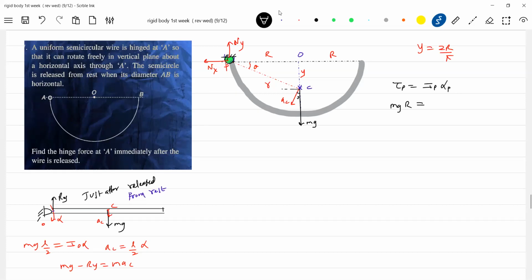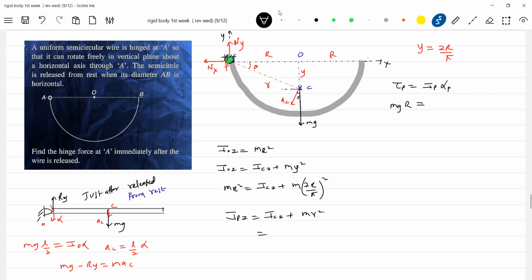For that, I should know I_CZ. This is the x-axis, this is the y-axis. So what is I_OZ? MR square. Therefore I_OZ equals I_CZ plus M into y whole square. I_OZ is MR square, I_CZ, M into 2R by pi whole square. After getting I_CZ, now you'll get I_PZ. I_PZ equals I_CZ plus MR square.